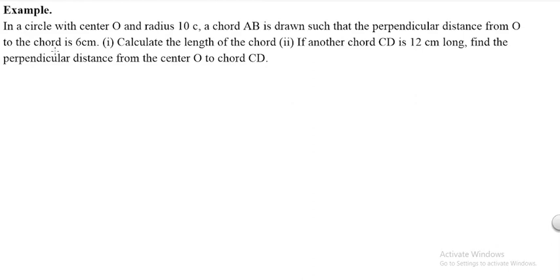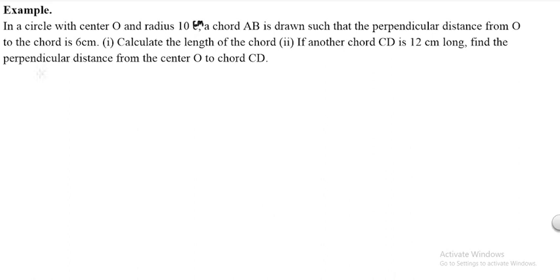The example of this theorem is that we are told that in a circle with center O and radius 10 centimeters, a chord AB is drawn such that the perpendicular distance from O to the chord is 6 centimeters. We are told to calculate 1, the length of the chord, and 2, if another chord CD is 12 centimeters long, find the perpendicular distance from the center O to the chord CD.